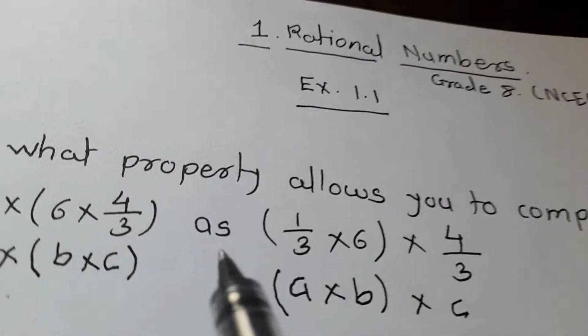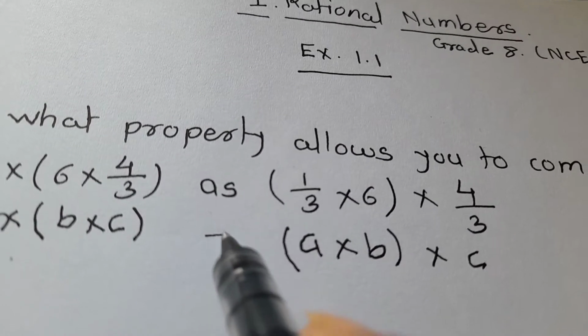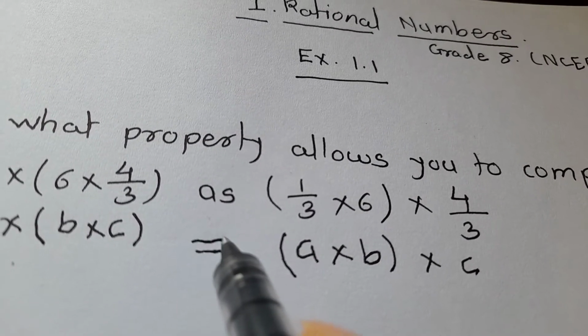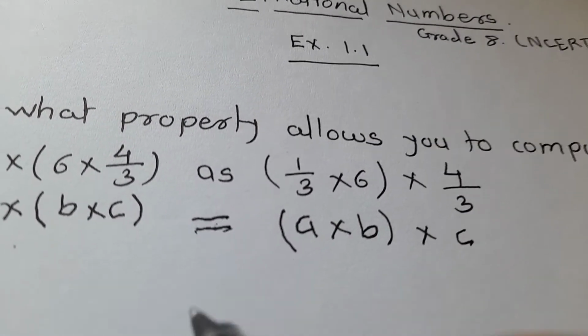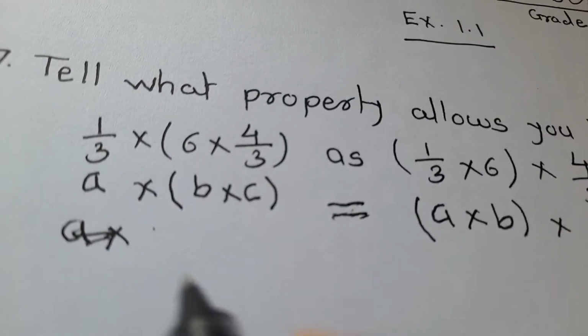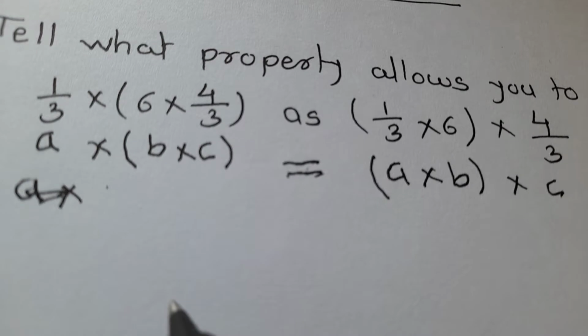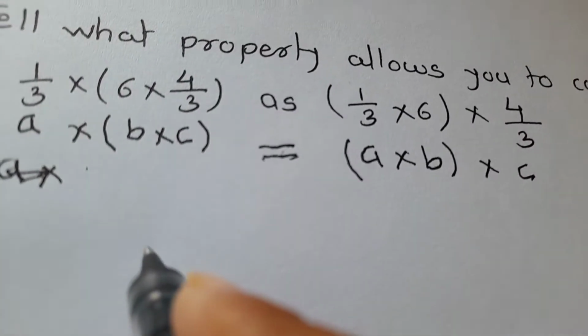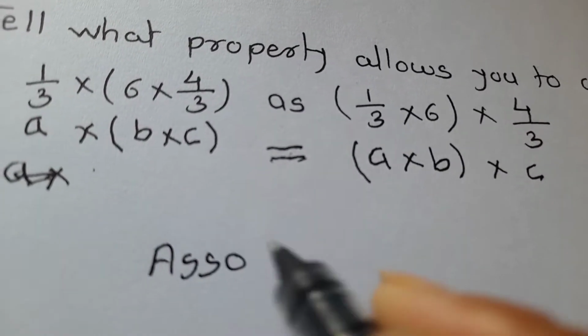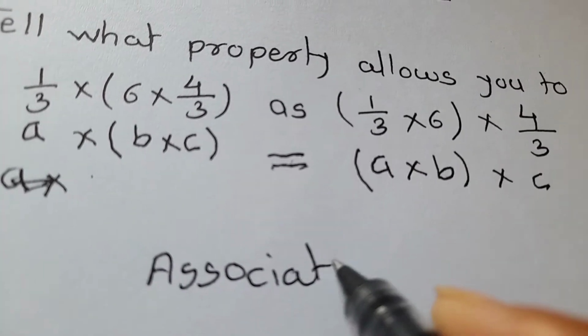A into (B into C) is equal to (A into B) into C. This property is called associativity.